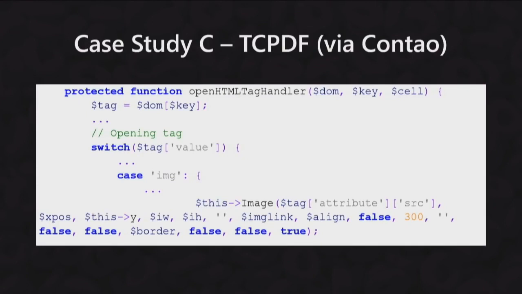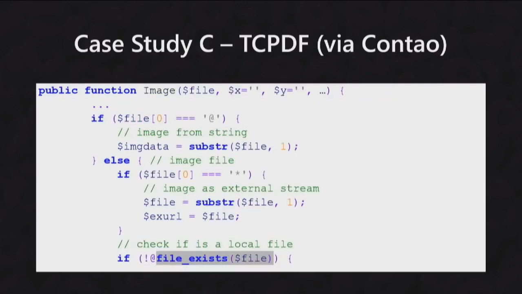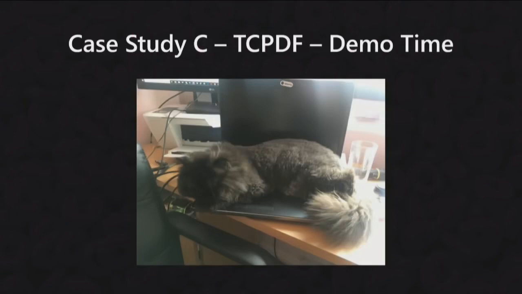So the vulnerability here is really simple. The library has an HTML tag handler, and if it encounters an image tag, it calls this other function, image. And this does various stuff, but eventually falls through to calling file exists on the path that's been supplied. So let's have a look at the demo for that.